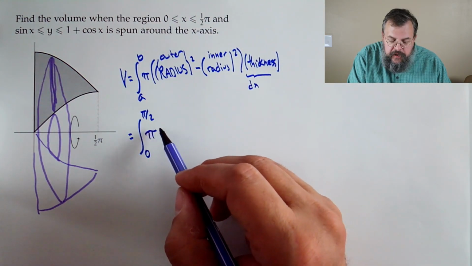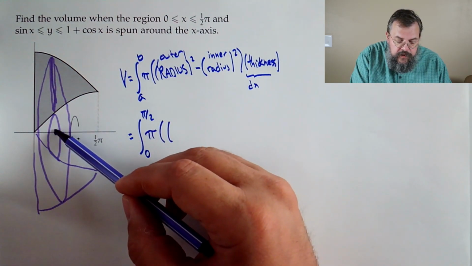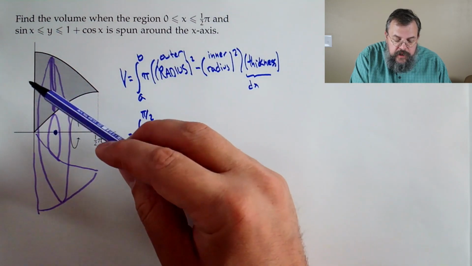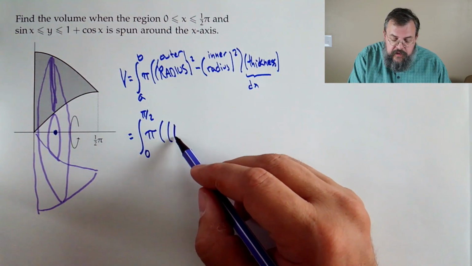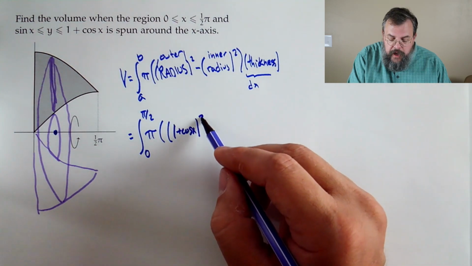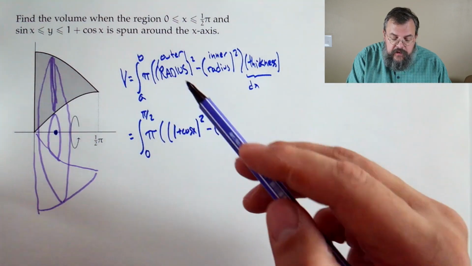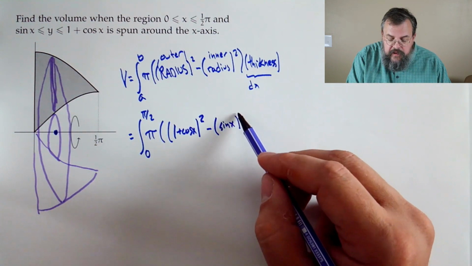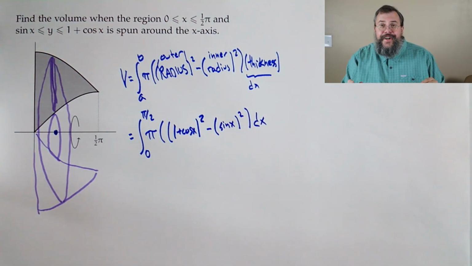Now, our pi, that's always going to be there. What's our outer radius? Well, we want to go from where we spin around, that's 0, up to the top curve. Well, we know what the top curve is. It gives it to us. It's 1 plus cosine of x, squared, minus our inner radius. So from there to there, that's sine of x. So that's our distance, again squared, and then dx. Good. I think we have all our pieces in place: we've figured out start and stop, we know our thickness, pi, outer radius squared minus inner radius squared.